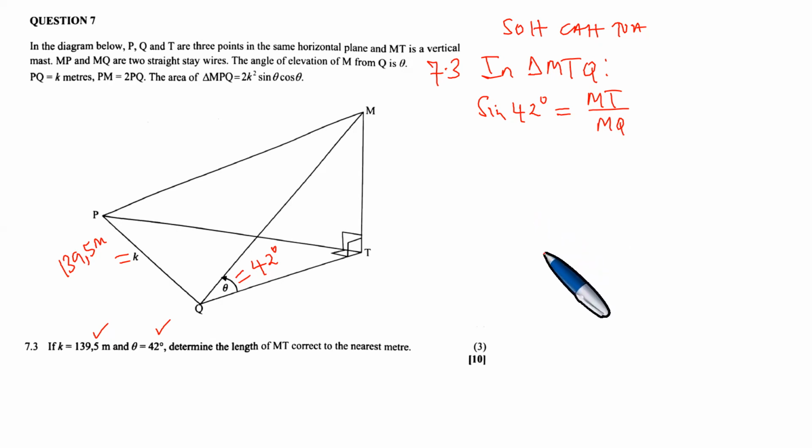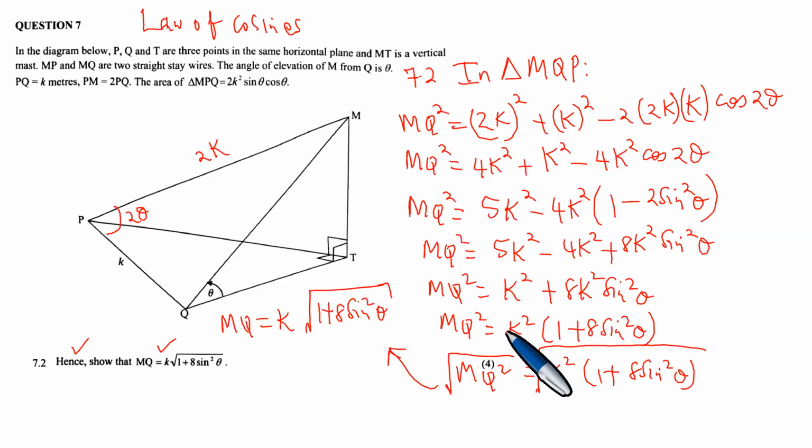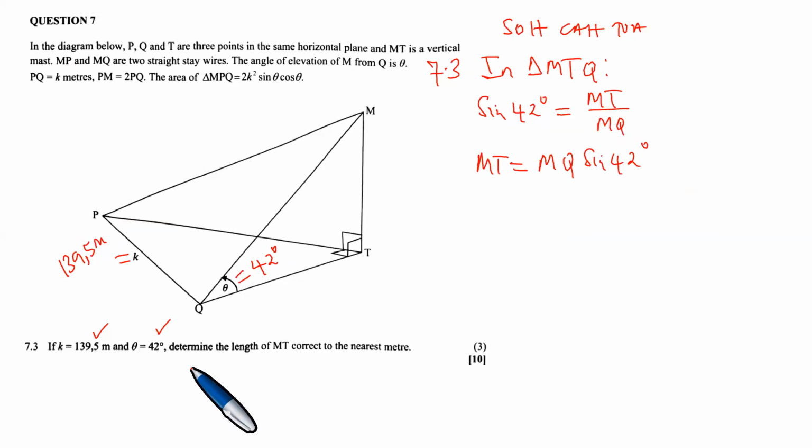So what is this now? Mr. Examiner, we actually are able to get the length of MT, because MT is equal to that one. But there are a couple of things we need to know to find MT, because we can cross multiply. If we cross multiply, MT becomes MQ times the trigonometric sine of 42 degrees. MQ we already know from the previous question, so we just need to copy that one. We proved MQ there. So MQ is K times the square root of 1 plus 8 sine squared of theta.